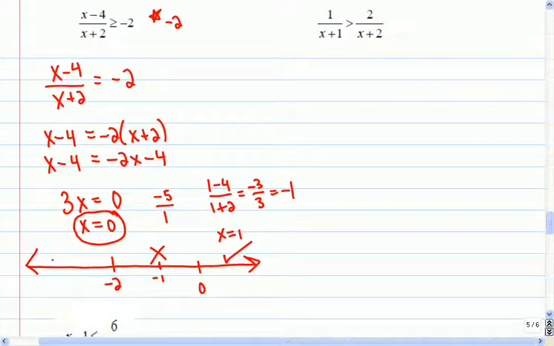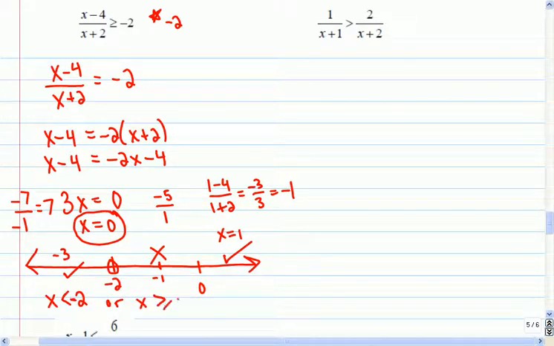Okay, so the last one, maybe we would try something like -3. So -3 minus 4 would be -7 over -1. Sorry, -1. Thank you. So that'll be a +7. So is +7 greater than or equal to -2? Yeah. So this region also works. Okay, so remember, this is the asymptote here, so we cannot include it. But my solution would be x must be less than -2, or x can be greater than or equal to 0.